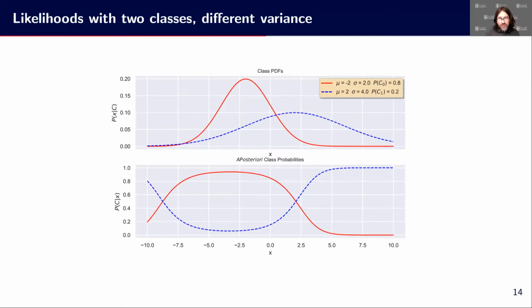So here we have another case where the variance is different. We see that, again, we have means of -2 and 2, like we had before, but the standard deviation, the variance, is different. So we have 2.0 for the red and 4.0 for the blue. And we even have different prior probabilities, 0.8 for the first class and 0.2 for the second class, the blue. So in that case, we can see the likelihood on the top here.